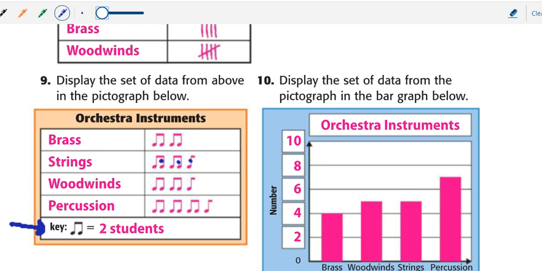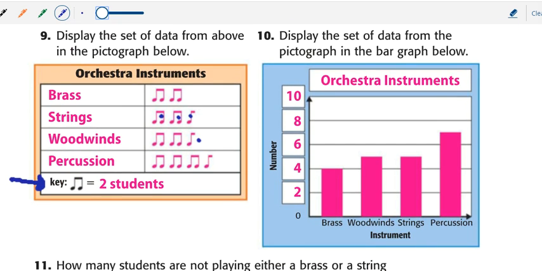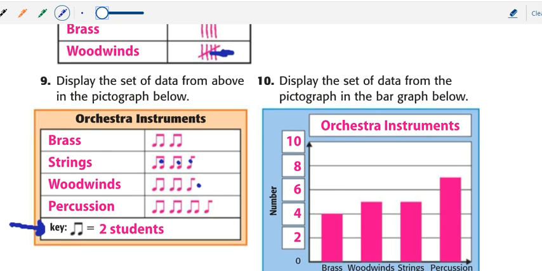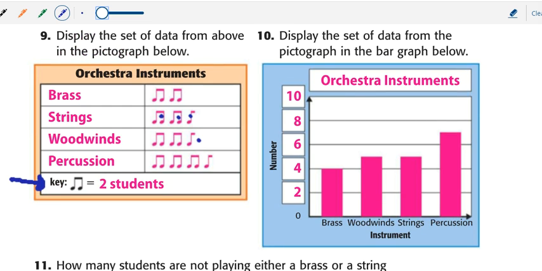Woodwinds, it's another 5. As you can see, 5 people have woodwind instruments. For percussion, we have 7. As you can see, 7. So that's why they draw 1, 2, 3 notes, which is equal to 6, plus the half of 1, that's 7. Now we're going to use the same information to make a bar graph, okay?